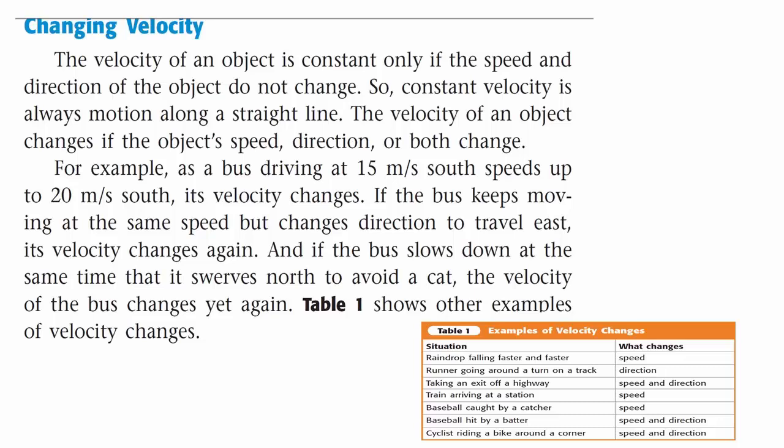For example, as a bus driving at 15 meters per second south speeds up to 20 meters per second south, its velocity changes. If the bus keeps moving at the same speed but changes direction to travel east, its velocity changes again. And if the bus slows down at the same time that it swerves north to avoid a cat, the velocity of the bus changes yet again. Table 1 shows other examples of velocity changes.